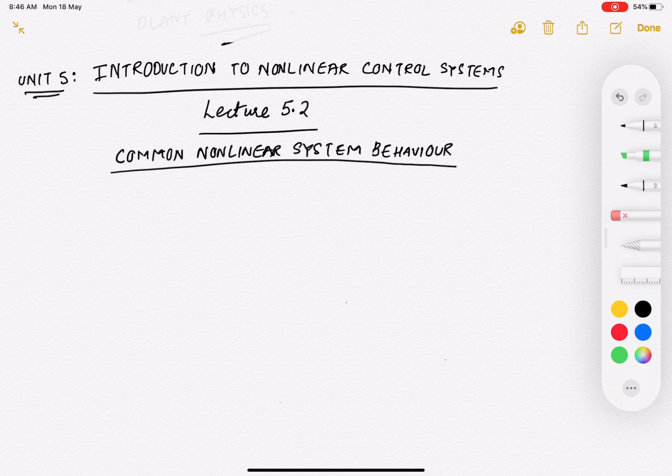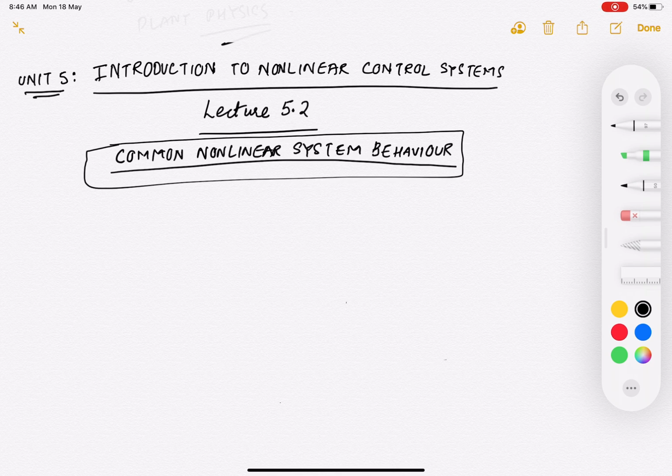Welcome to the second lecture on nonlinear control systems. In this lecture, we'll be talking about common nonlinear system behavior. Okay, so before we discuss how nonlinear systems behave fundamentally, we have to discuss the concept of equilibrium point.